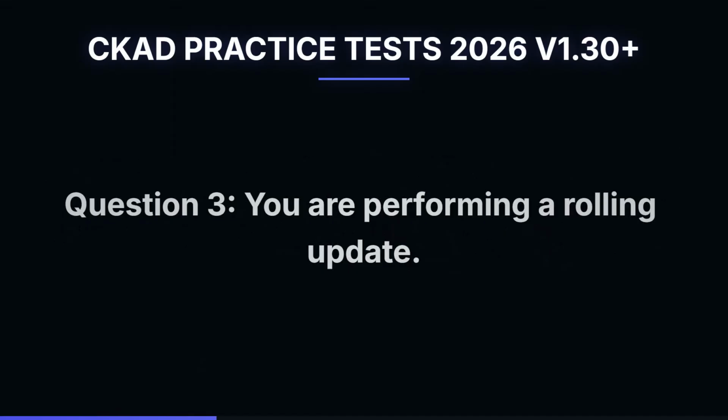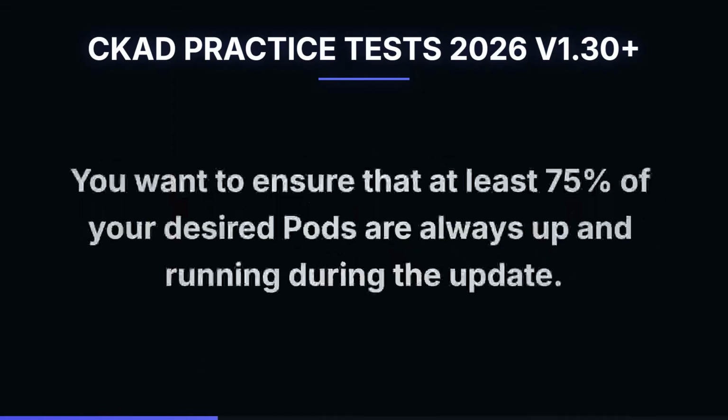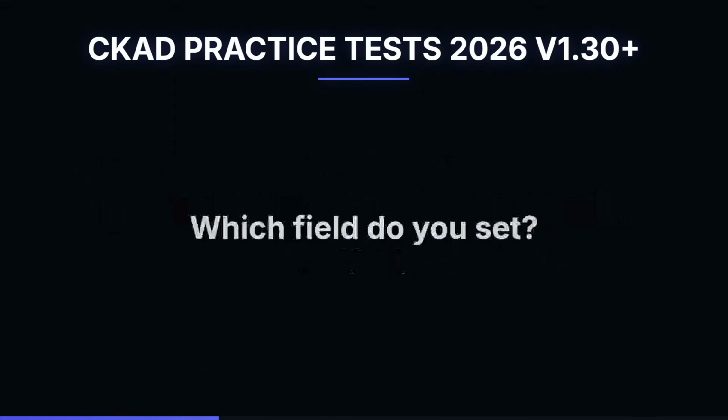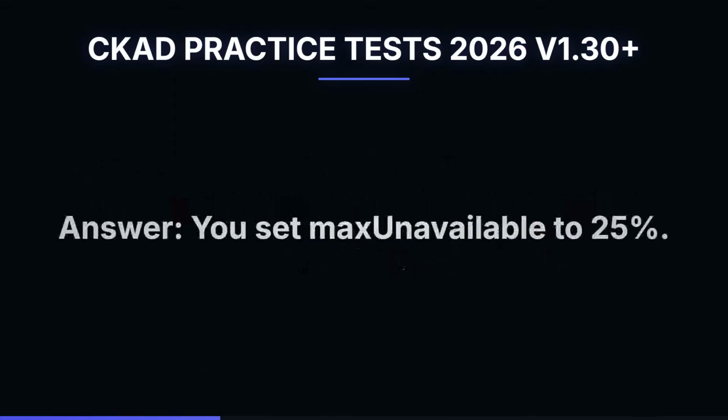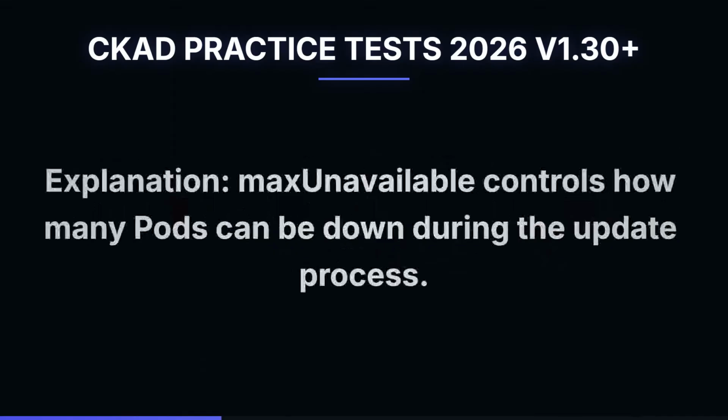Question 3. You are performing a rolling update. You want to ensure that at least 75% of your desired pods are always up and running during the update. Which field do you set? Answer: you set max unavailable to 25%. Explanation: max unavailable controls how many pods can be down during the update process.